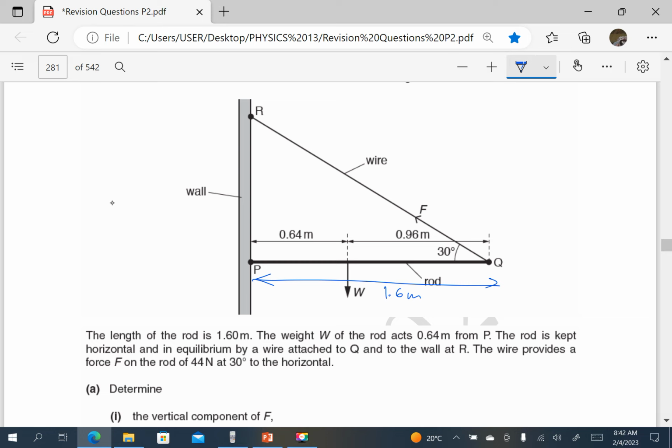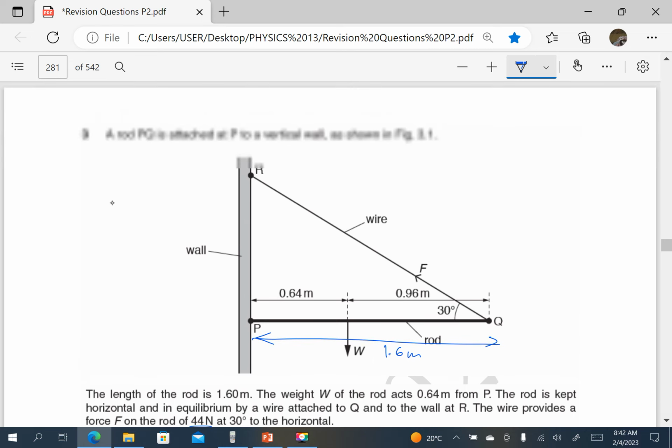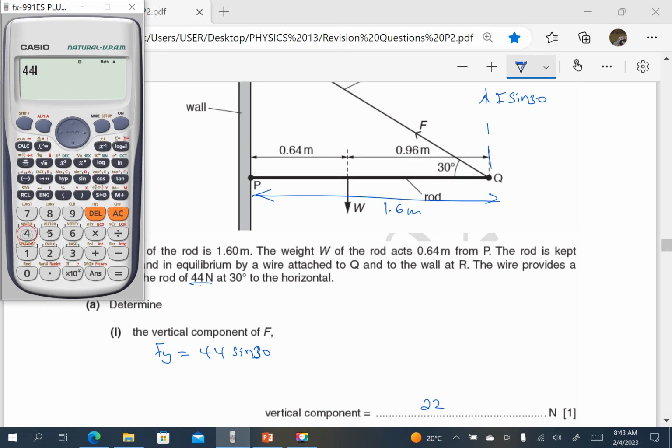The wire produces a force F on the rod of 44 newtons at 30 degrees to the horizontal. Determine the vertical component of F. So we resolve this in the vertical. If I use the angle 30, F in the vertical will be F sine of 30, resolving vertically. So F in the vertical is going to be 44 sine of 30. Sine of 30 is a half, so that means this will be 22. You can check that: 44 sine of 30 is 22.